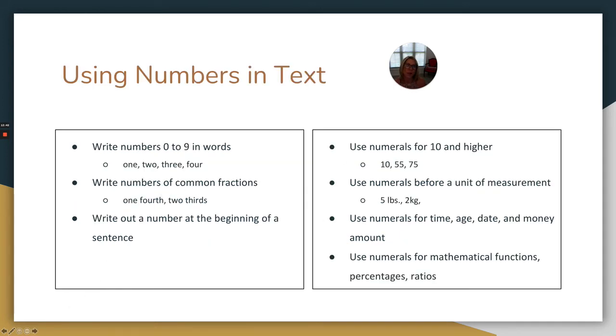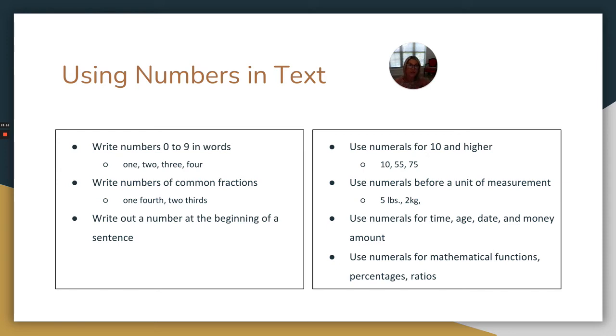And so another part of your writing style is when you use numbers in text, and we see these errors quite often. When you write numbers 0 to 9, you're going to write those words out. So like 1, 2, 3, 4, all the way up to 9, you're going to spell those words out in written form. You're going to write out numbers of common fractions like 1/4 or 2/3. And definitely you write out the number at the beginning of a sentence. You're not going to just use the numeral.